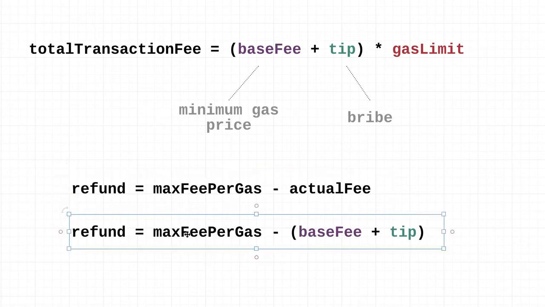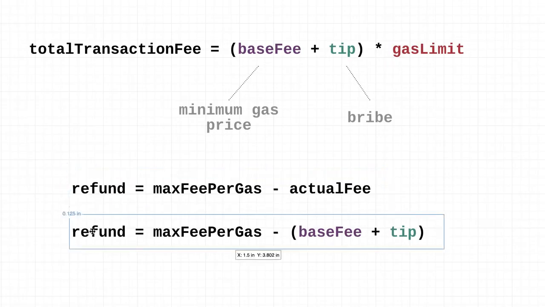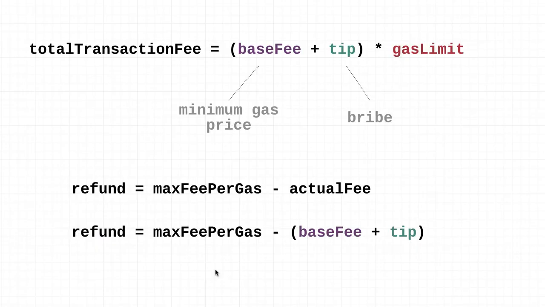So just to break this down, max fee per gas is pretty much saying this is the maximum I'm willing to pay. Now, the actual fee is what you end up paying, and it's usually less than this. So the refund amount is basically pretty simple math: the maximum you are willing to pay minus the actual fee, and that's the amount that gets refunded back to the user.